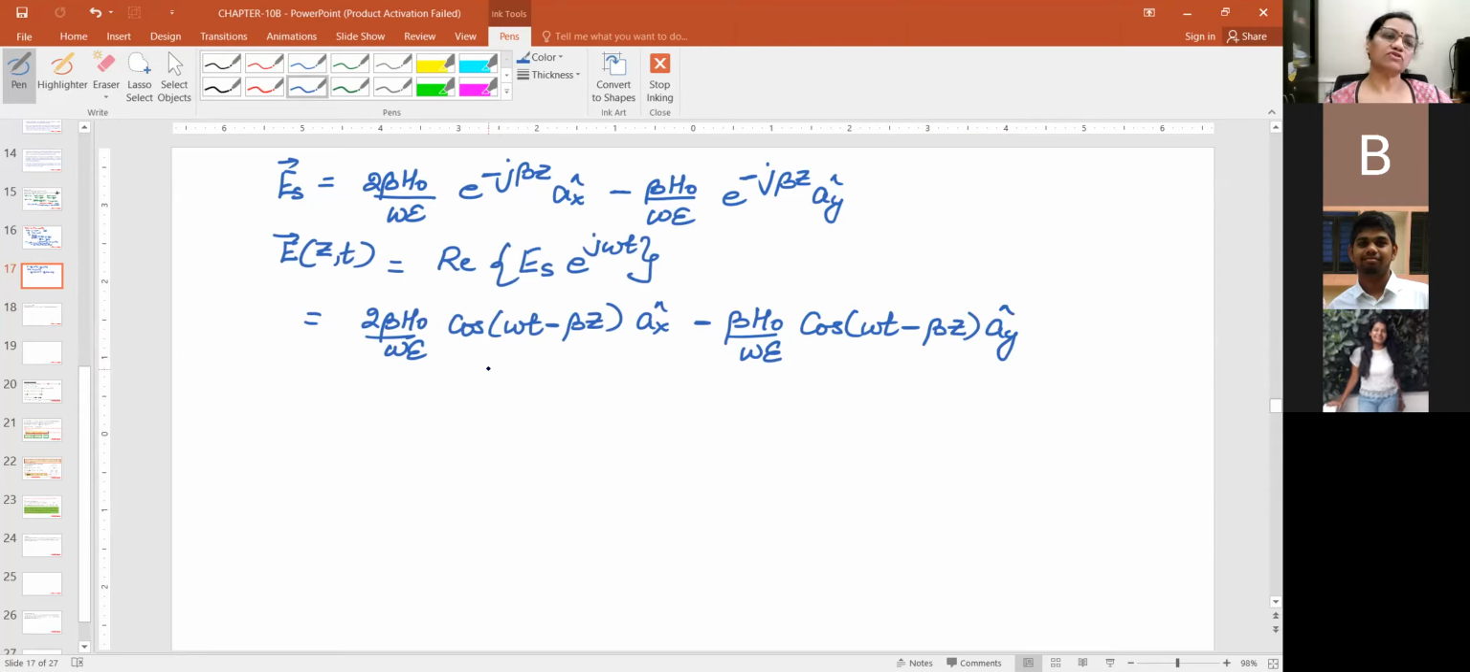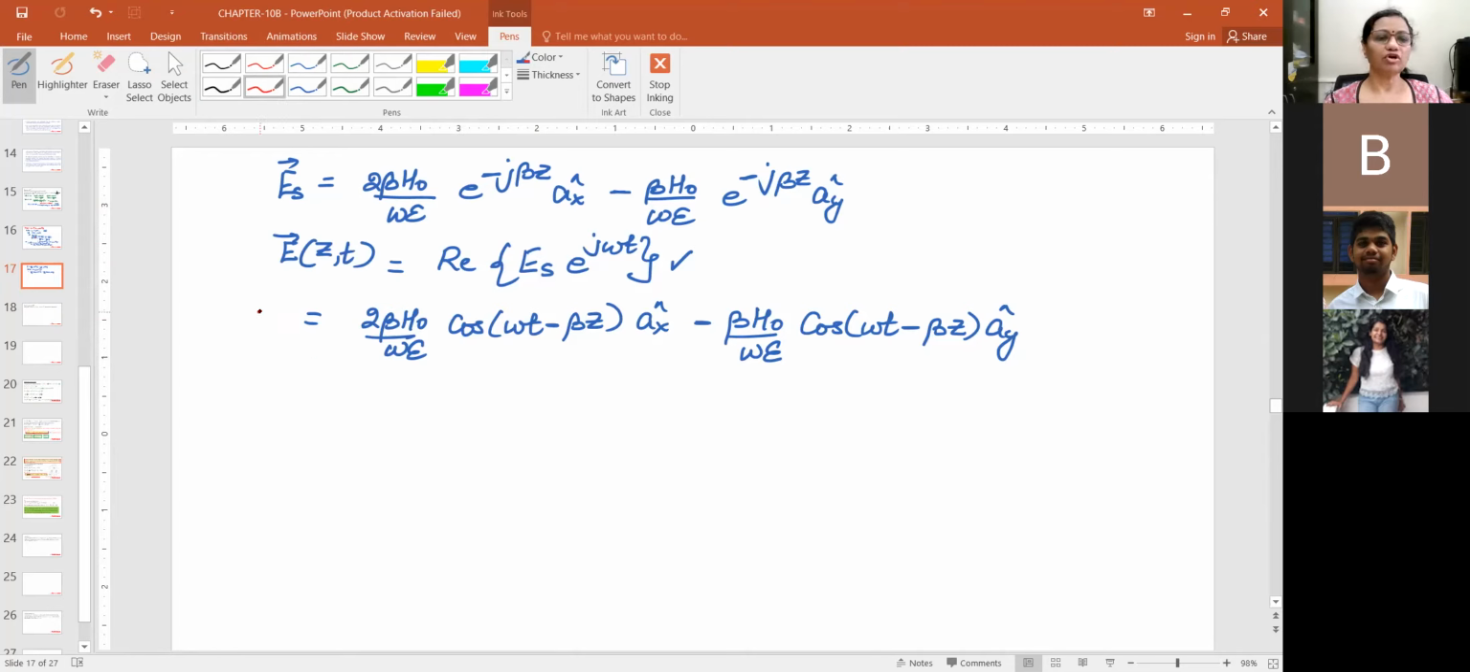How many of you understood this step? I just skipped one step, that's all. This part, I hope you all remember. Harmonic representation is real part of phasor representation into e to the power of j omega t. So you just club together this e to the power of minus j beta z and e to the power of j omega t. So what will you get? e to the power of j omega t minus beta z. Similarly here also, e to the power of j omega t minus beta z. Then what is the real part of that? Real part of it is cosine.